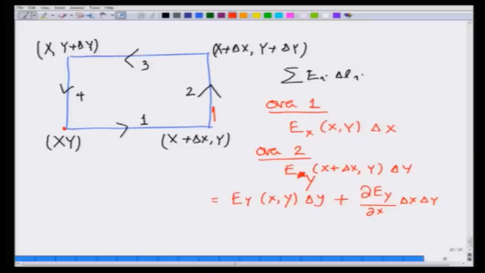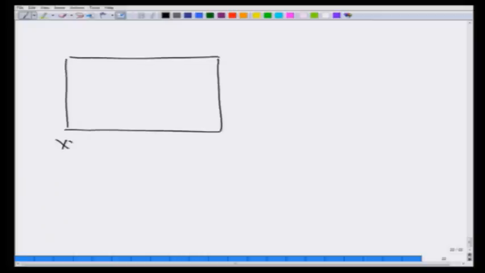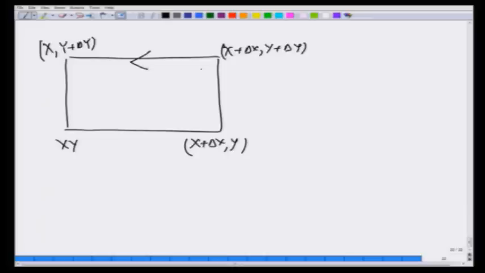Now, let us go to path number 3. I will again make it x y, x plus delta x y, x plus delta x, y plus delta y, and x, y plus delta y. Now, I am going to calculate over this path number 3.